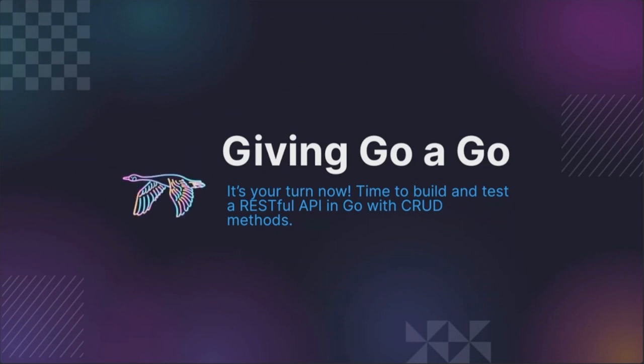Okay, cool. So now we're going to get into the workshop component of this workshop. We're going to give Go a go. It's your turn. Time to build and test a RESTful API with Go with CRUD methods. So let's get into it.